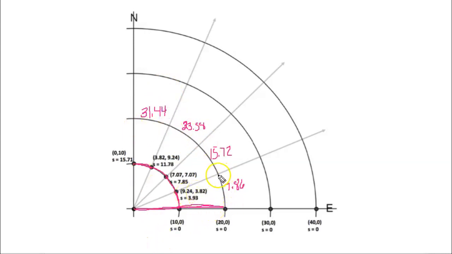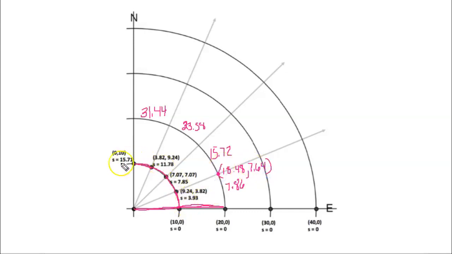We can also use proportionality for the actual points. If this is 9.24 in distance this way, this one should be twice that. So 9.24 times 2 is equal to 18.48. And 3.82 times 2 is 7.64.